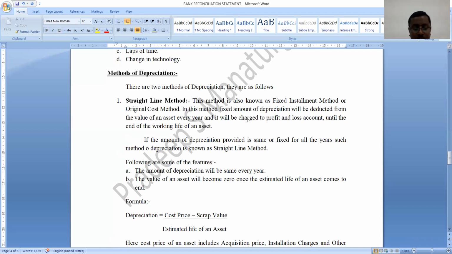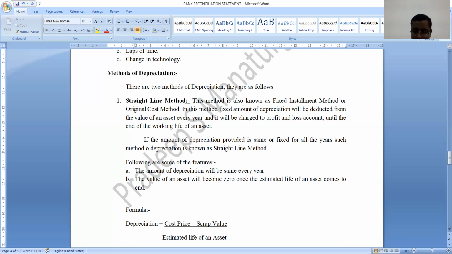The nature of this method is that the amount of depreciation remains the same for all the years. The second feature is, once the estimated life of an asset comes to an end, the value of the asset will become zero under this method. So the features are: the amount of depreciation is the same for all years, and the value of the asset becomes zero once the estimated life comes to an end.